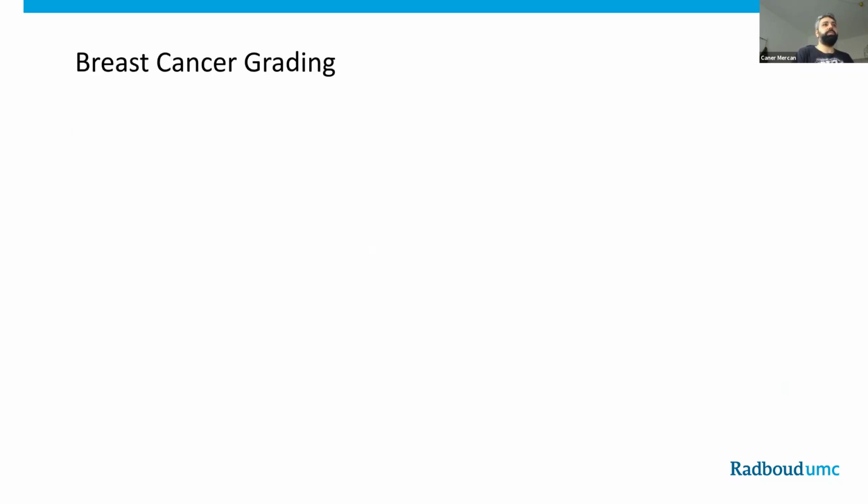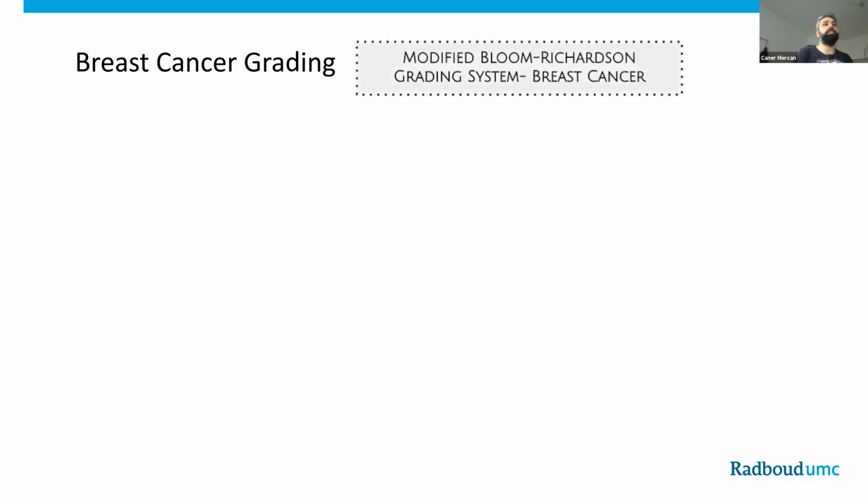After this brief introduction, I would like to talk about the main topic of this presentation. It's the breast cancer grading. There are three components in breast cancer to assess the aggressiveness of the tumor. According to a grading system from modified Bloom and Richardson, these components are scored into 3 points.